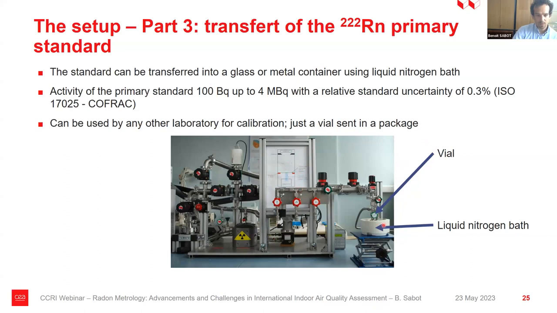By using a liquid nitrogen bath that we place around a vial, that can be a metal vial or glass vial, we can transfer the radon from the cold finger, which is now at normal temperature, into the vial. And then we can close the vial. We can even check after that there is no remaining radon in the tube. And the standard is then stored in the vial, and we can send it to people, give it to people, or make other studies.